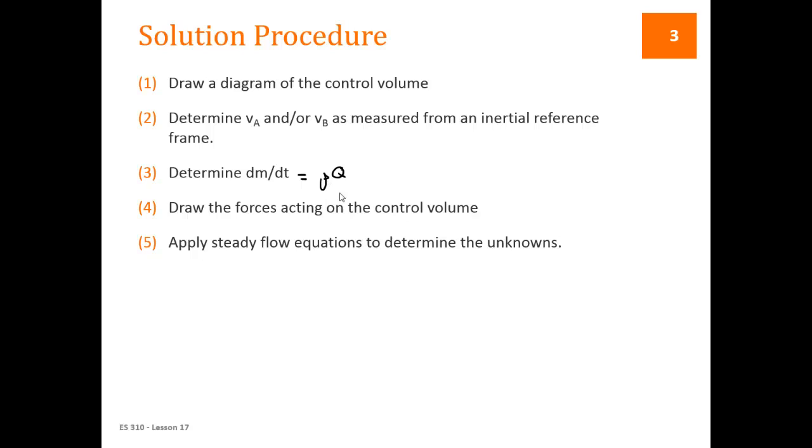We look also at the forces acting on the control volume. So generally our control volume is the volume of fluid that's inside of a pipe. And so the pipe itself is applying forces on that volume of fluid. Those are the forces that we're looking at. We also sometimes have the weight of the water or the weight of the fluid, as well as pressure forces at one end or the other. Then we apply our steady flow equations from the previous slide and determine our unknowns.